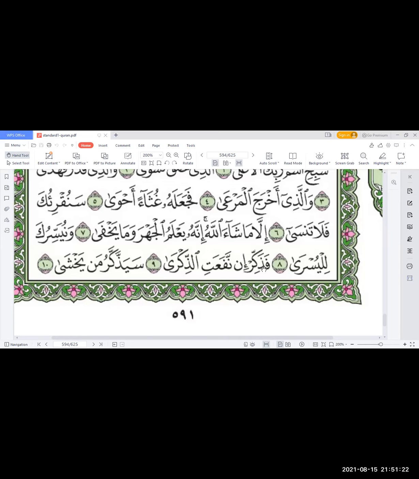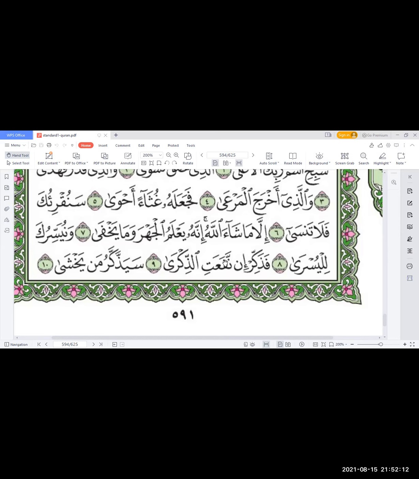So the translation is: remind, if reminders benefit, or would benefit, because it's past tense. Past tense in the sense that it doesn't mean it is past, meaning it will benefit. Normally it is used for something that is sure to happen. This nafa'at is fil madi, perfect tense. Perfect tense doesn't mean it's past, but that it will definitely happen. Meaning reminders would benefit. So that's the translation.